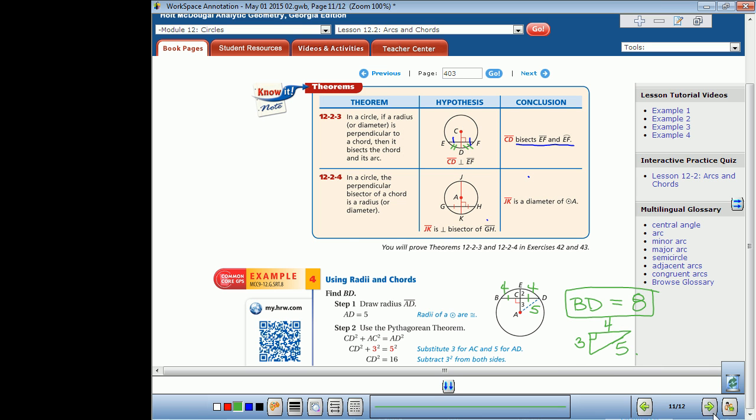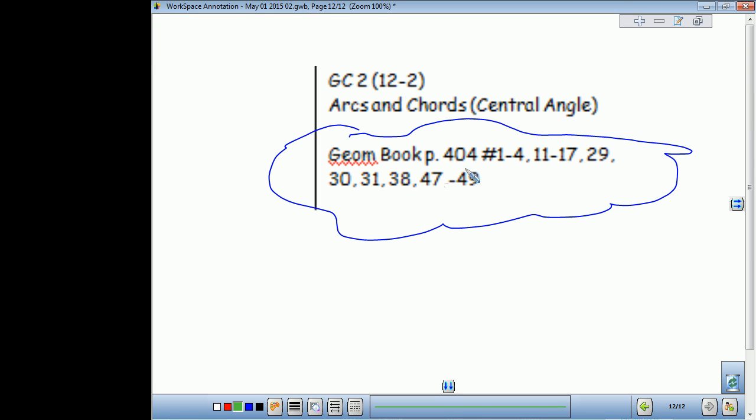Okay. That's all we're going to go over today. So you have the remainder of class, which is only like 7 minutes, but you could get a good bit done. It's Friday. You don't want to take homework home. Page 404. Now, guys, on your calendar, there is an erroneous comma right here. This should be 47 through 49. It's not 47 and 49. It's 47 through. There's an erroneous comma on your calendar.